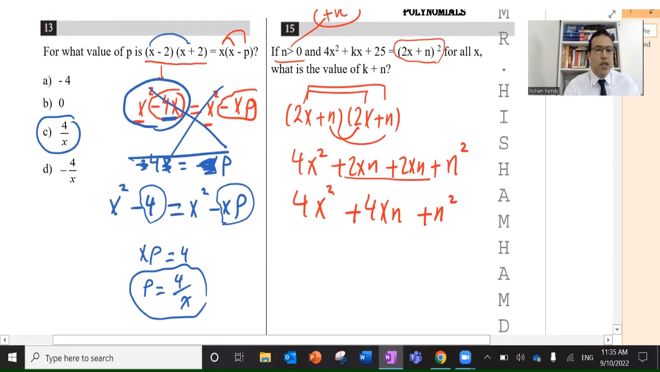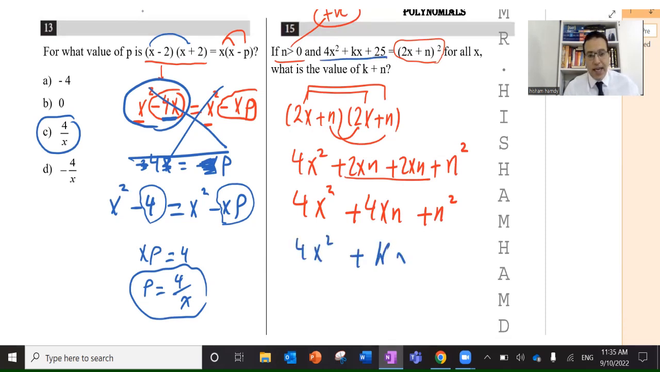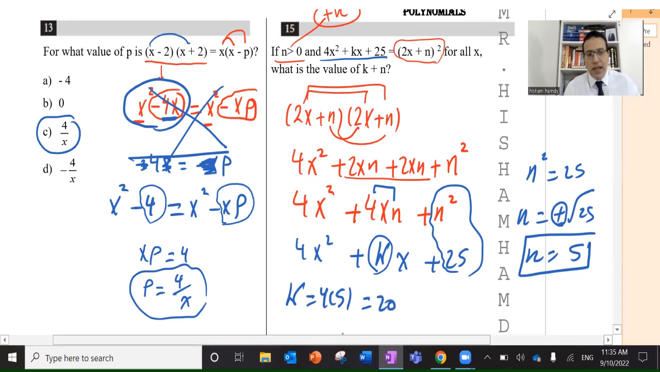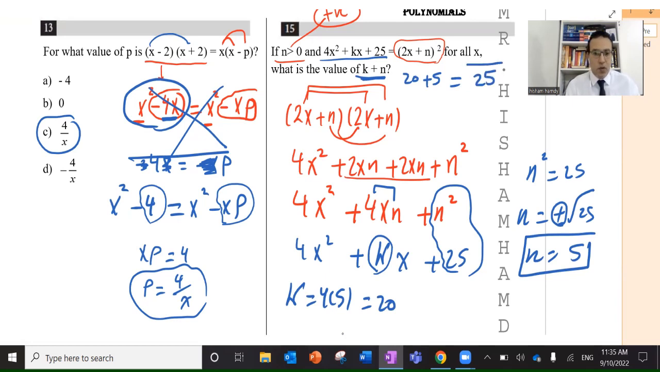Let's compare this one and that one, 4x squared plus kx plus 25. So it's clear for us that n squared is equal to 25. I'm supposed to say that n is equal to positive and negative root of 25, but I'm going to take only the positive value. So n is 5. And 4n is equal to k. So k is equal to 4 by 5, which is equal to 20. He is looking for k plus n, so 20 plus 5 is equal to 25.